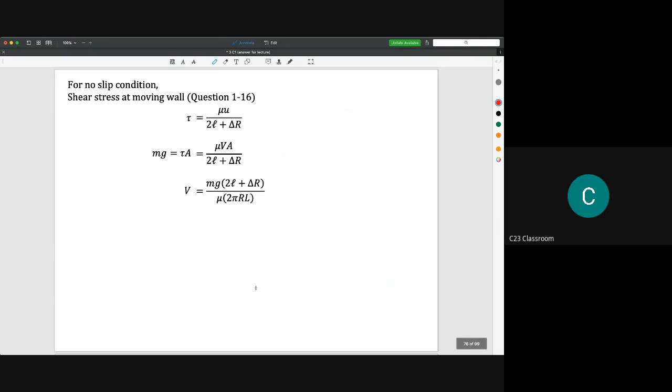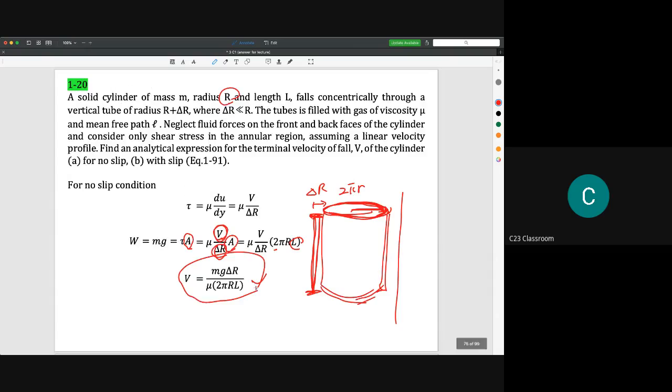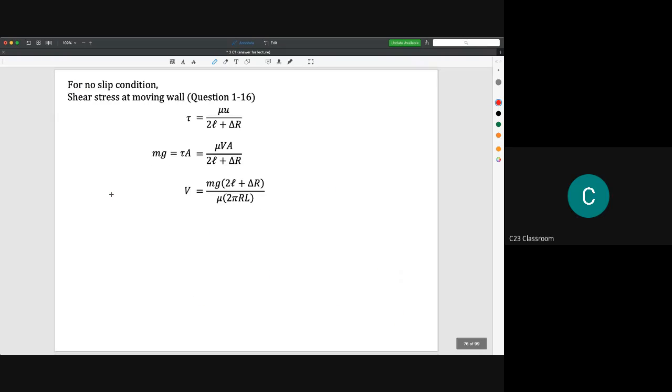And then if you have a slip condition, this is for the no slip condition, and this is for the slip condition. I'm sorry. For the slip condition, the shear stress can be written as this one. We proved this in the previous question. So we substitute the value of tau here using this equation, and finally we could get the terminal velocity of this one.